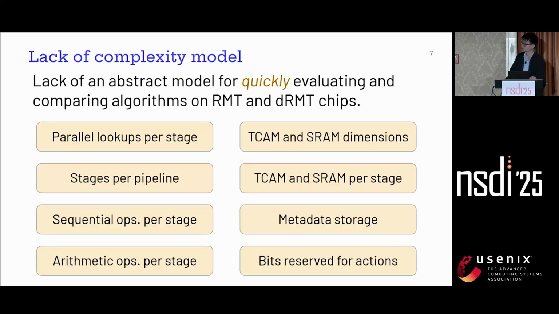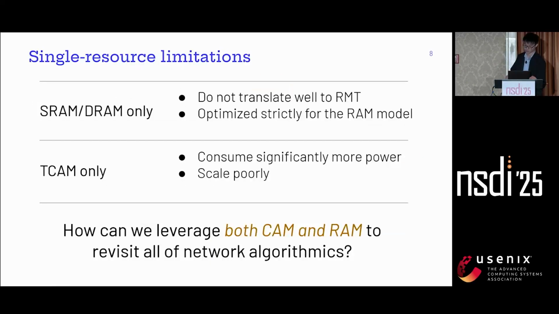And to make matters worse, we found that between different implementations of RMT and DRMT chips, there's a lot of hardware-level details that can vary greatly, and these hardware details can have a huge effect when you're trying to map an algorithm to the hardware. For example, just naming a few: how many parallel lookups can be supported per stage, how many sequential operations you can fit on a stage before it bleeds over and requires additional stages, basic memory dimensions, like how big is your TCAM block or SRAM page, and additional things like that.